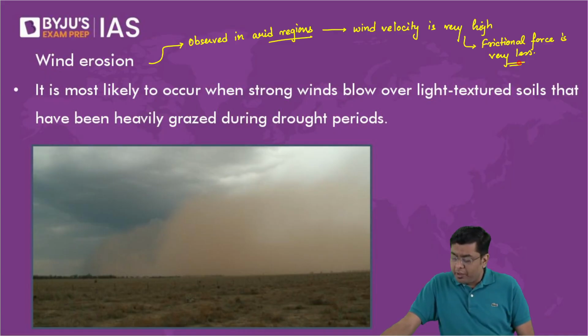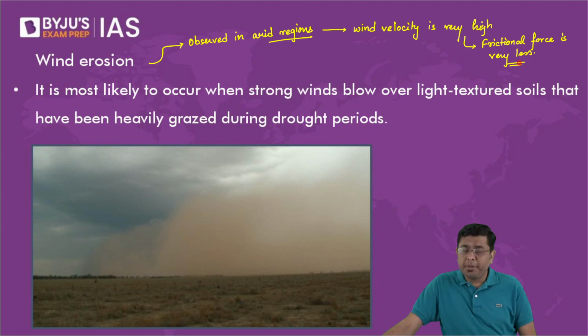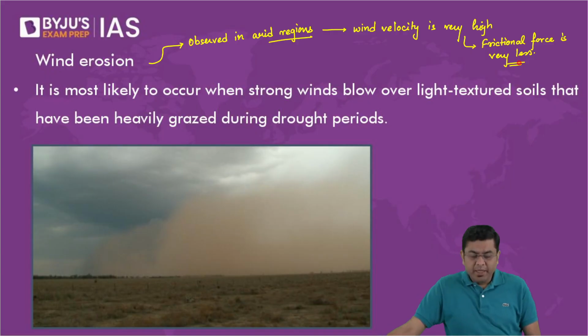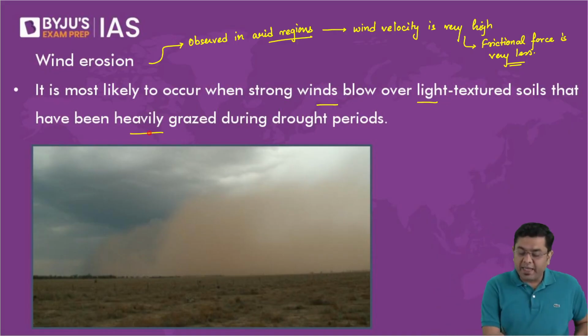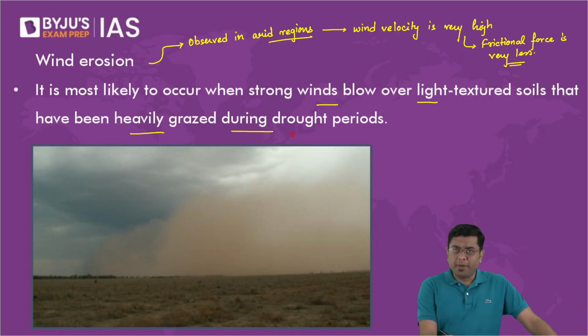Stream bank erosion is found on the sides of the river, where the river gains a significant amount of speed, and the banks of the river don't have either an embankment or the presence of trees. That is where you will observe stream bank erosion. Now, it is most likely to occur when strong winds blow over light textured soil, that is fine particled soil, and that have been heavily grazed during the drought periods, leading to a lack of vegetation.